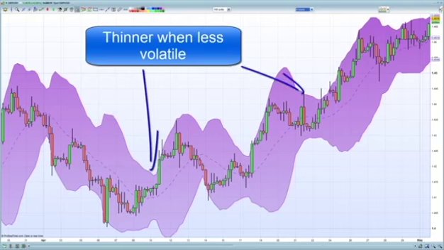Traders also use the MACD crosses to indicate when momentum is coming out of the market, and may use it as a signal to exit a trade.